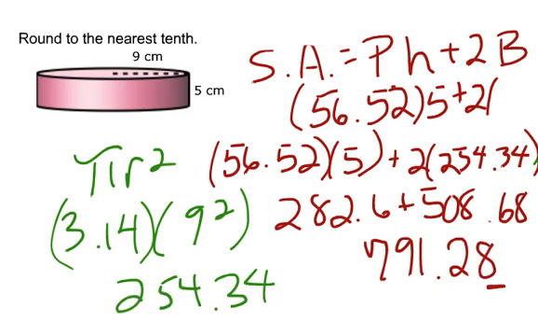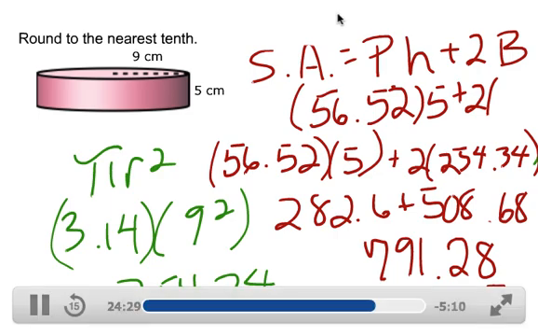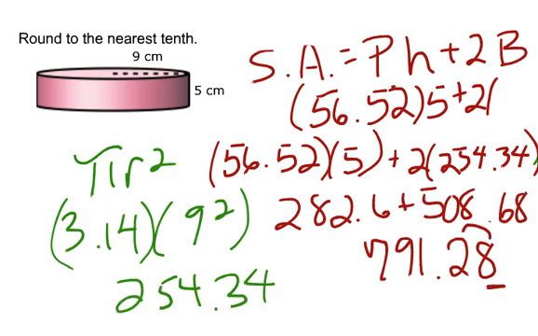So looking at this 8, it's going to either be 5 or more, add 1 more, or 4 or less, let it rest. And because this 8 is bigger than 5, we're adding 1 more to the 2. So that's turning to a 3, and we drop off the 8, and we copy the rest of the numbers down. So 791.3, and it's square centimeters.